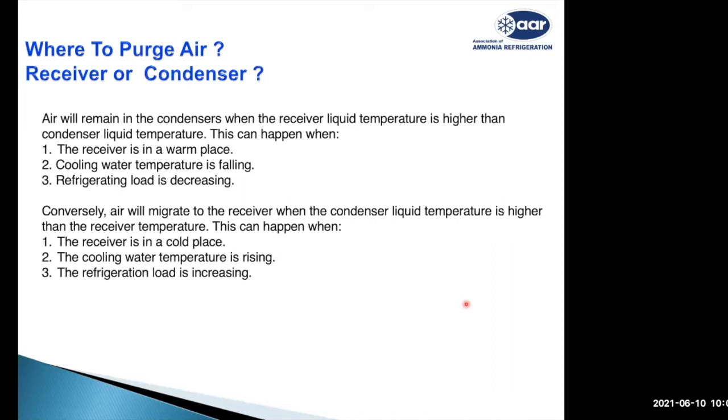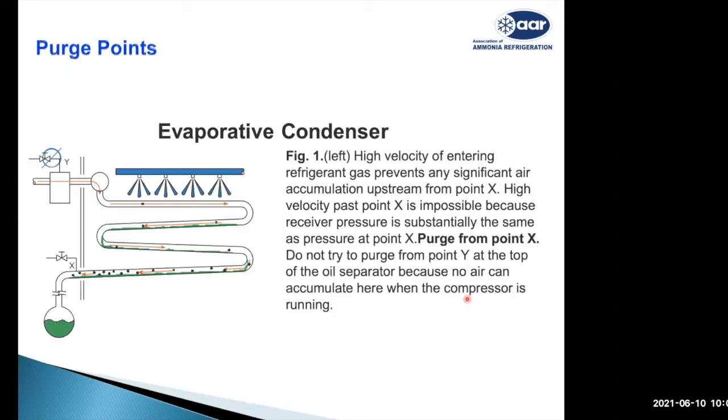Third important thing is, should I make one common purging point from all the receivers and all the condensers? That will save on my purging points. But it may happen that these condensers or receivers sometimes are not balanced, like pressure drop across equipment may not be the same, or there may be some installation errors. So it is recommended to have a multi-point purging system where we can take air from individual equipment and remove it.